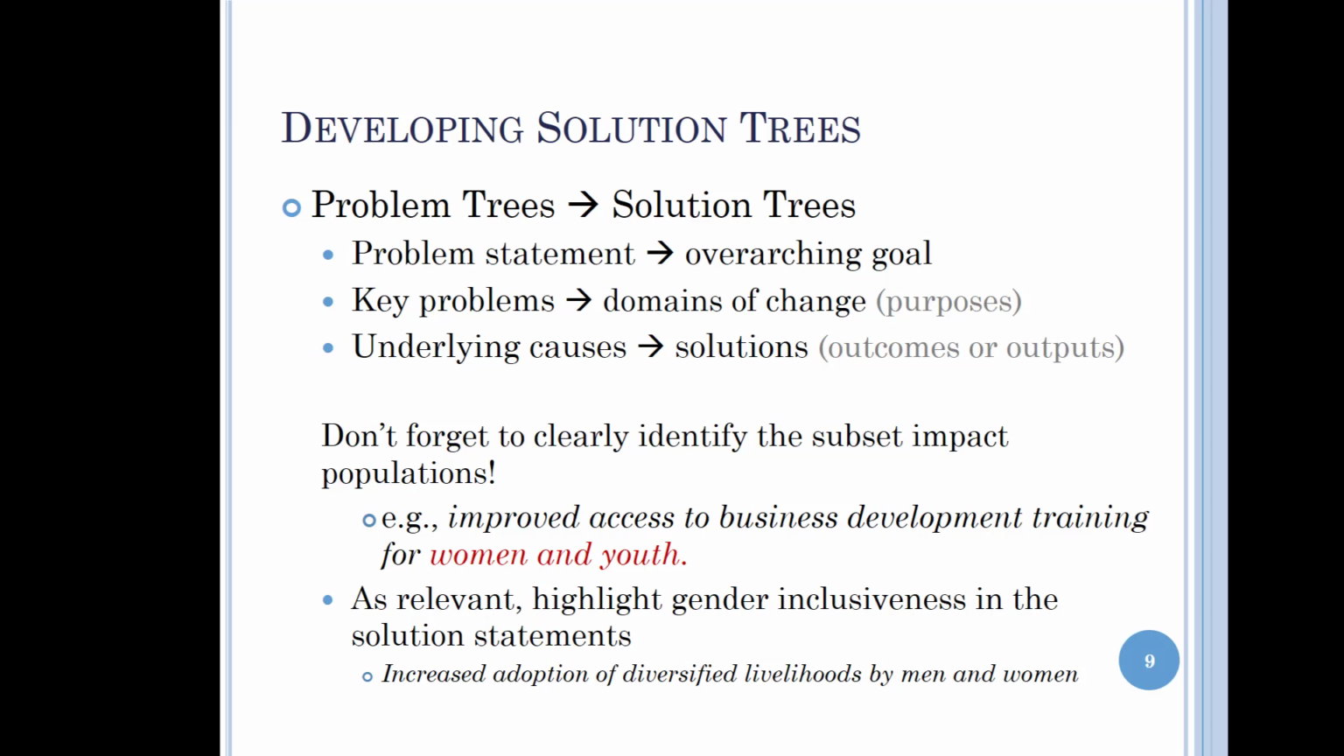Don't forget to clearly identify the subset of impacted populations, groups who are disproportionately affected by the problem. In your solution statements, for example, improve access to business development training for women and youth. So you have to specify exactly which groups you are talking about. Even when one sex is not disproportionately affected, highlight gender inclusiveness in the solution statements. This is important. For example, increased adoption of diversified livelihoods by men and women. Access to gender-responsive extension services has increased.